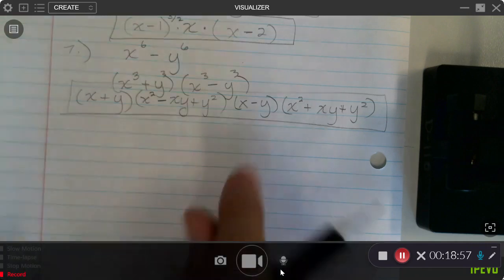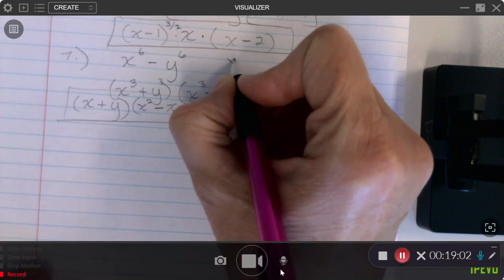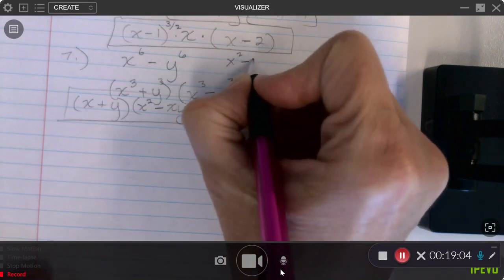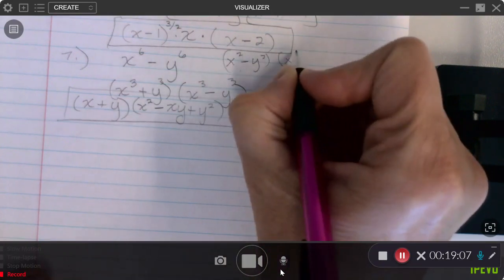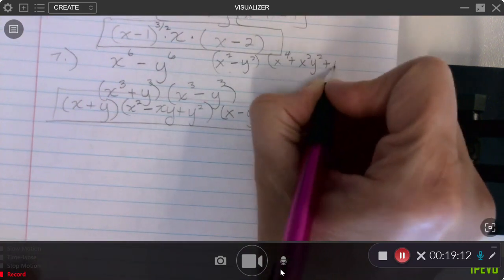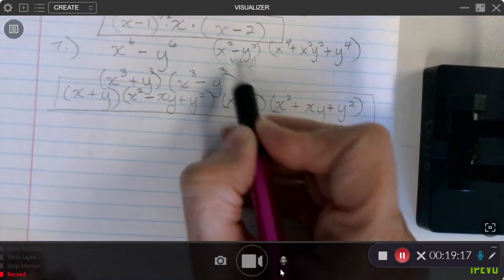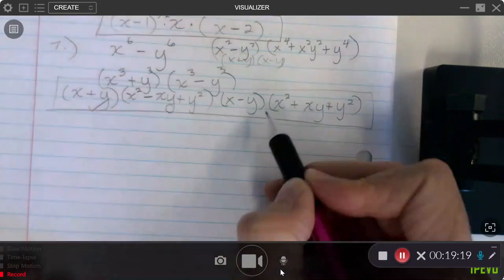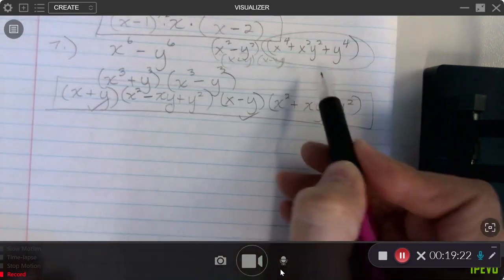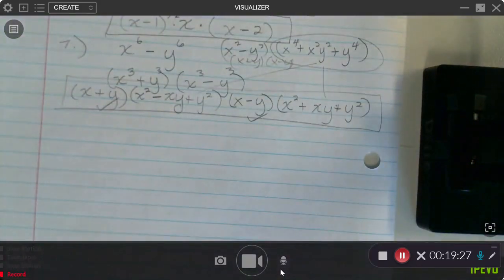And what happened, if we had done the difference of squares first, we would have had x squared minus y squared, which gives you x plus y, x minus y, right? How in the world would we be able to split that one up into these two things? I do not have the skills to do that. So that's why it's important.